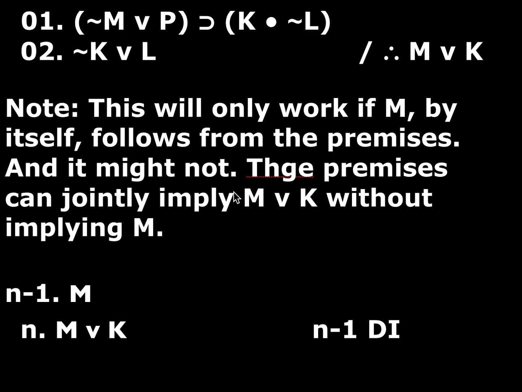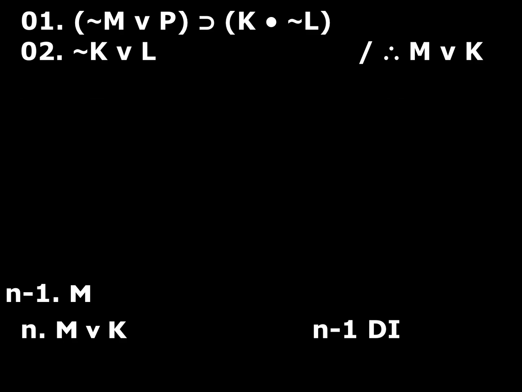So this is what I just said, another typo here, the premises. This will only work if M by itself follows from the premises, and in this case it might not. Just because the premises jointly imply M or K doesn't necessarily mean that they will jointly imply M. But I'm going to go ahead and roll the dice and assume, or at least try it and see if they do. How could I get M?